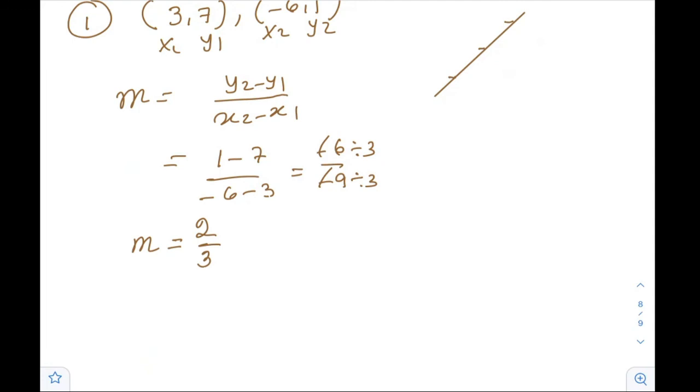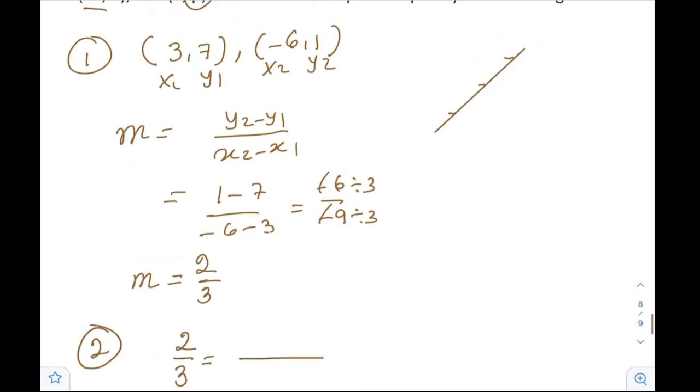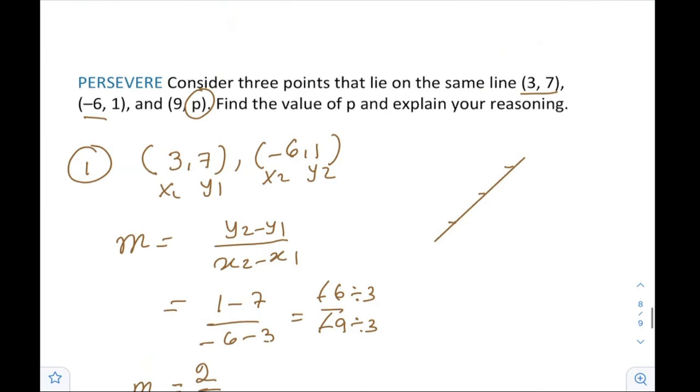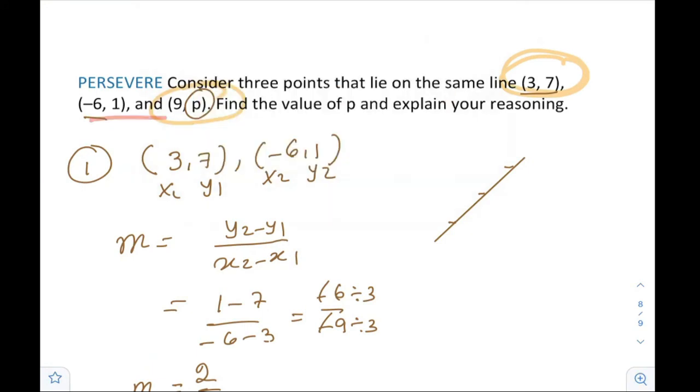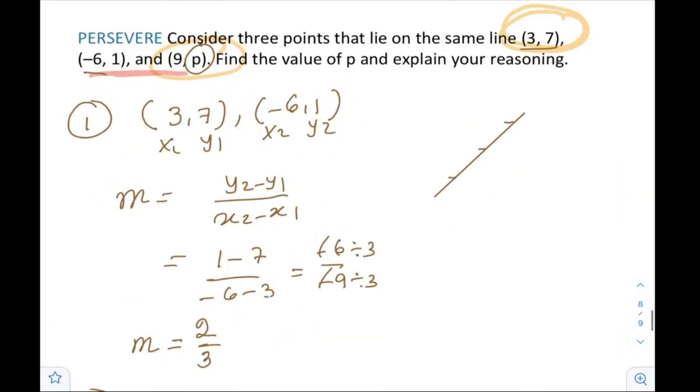Step 2: I will use the slope, which is 2 over 3, to find the missing coordinate, because now we can choose this point and this point, or you can choose the other pair. You can choose this point with this point. Whatever points you like, you can choose, but one of them should be the one with the missing coordinate.